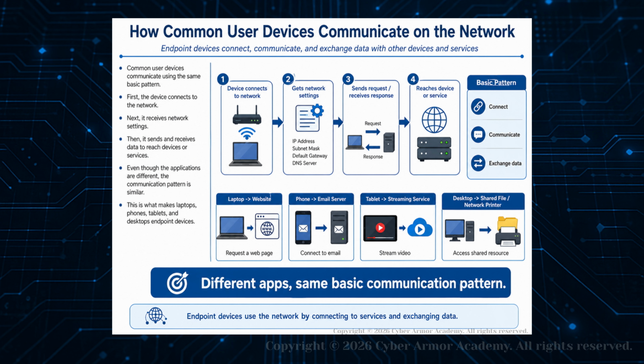So, how do these devices actually communicate on the network? At a beginner level, it works like this: the device connects to a network, gets network settings, and then sends and receives data to reach other devices or services. For example, a laptop may send a request to a website, a phone may connect to an email server, a tablet may stream video from an online service, a desktop may access a shared file or print to a network printer. Even though the apps are different, the basic pattern is the same. The device connects, communicates, and exchanges data. That is what makes these devices network endpoints.